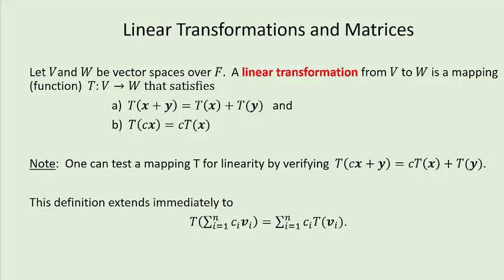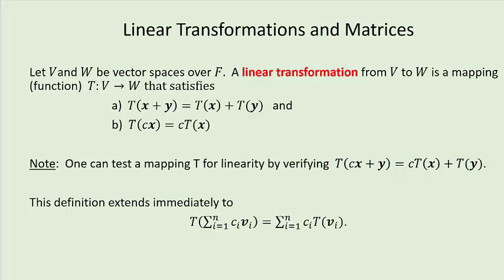They're going to preserve the operation in V, but they also have to preserve scalar multiplication, so we call these linear transformations. Let V and W be vector spaces over F. A linear transformation from V to W is a mapping T that maps V to W, satisfying, well, part A is simply it preserves the operation in the group. And B, it preserves scalar multiplication. So T of cx, where c is an element of the field, is c times T of x.